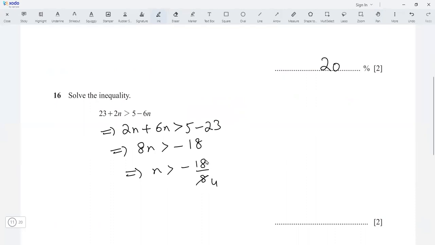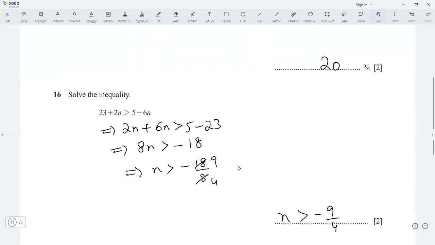That reduces down: 4 times 2 and 9 times 2. So we can say it's minus 9 by 4, and n is greater than that. Write down the complete answer: n is greater than minus 9 over 4. Remember this: when there is a negative sign with the coefficient of the variable, then we have to change the inequality sign. Otherwise, if the negative sign is on the other side, on the constant terms, there is no need to change the inequality sign.